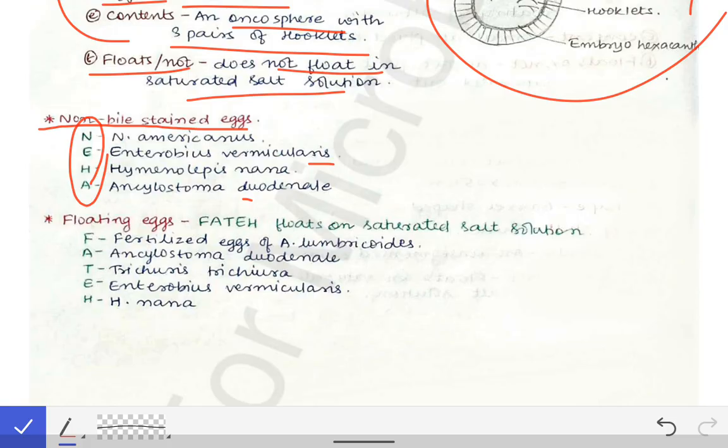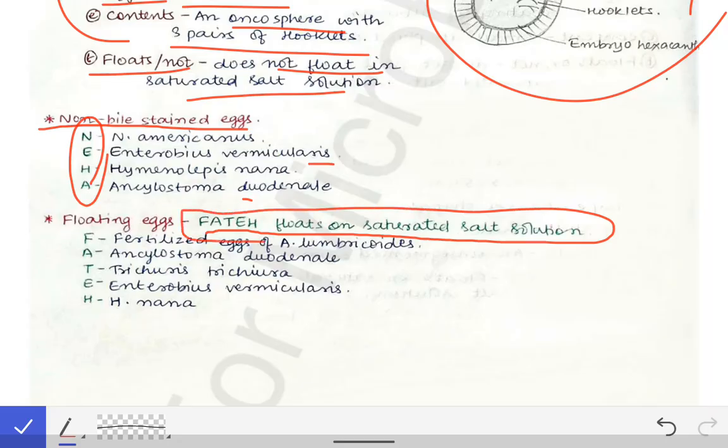Now come to how we are going to remember whether the egg floats or not in the saturated salt solution. The mnemonic here is FATEH. So FATEH floats on the saturated salt solution. So what is the meaning of FATEH?